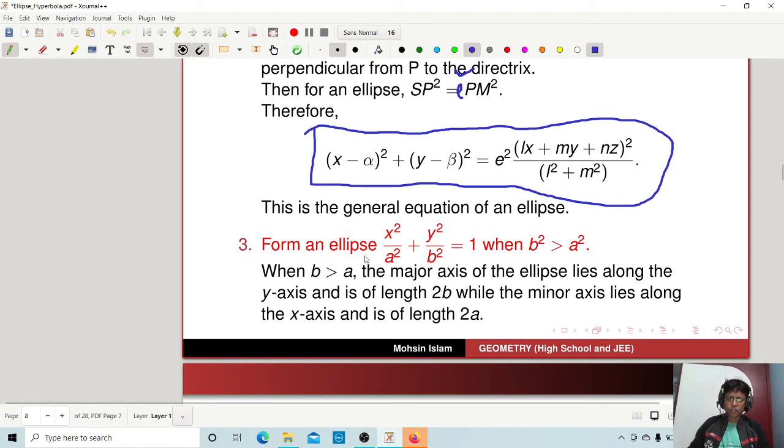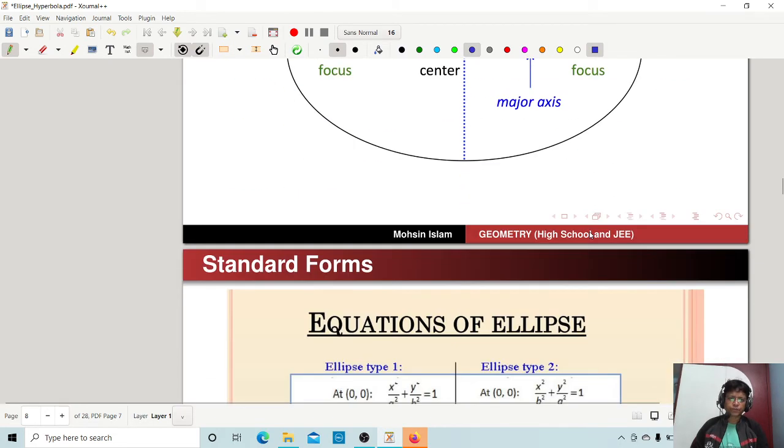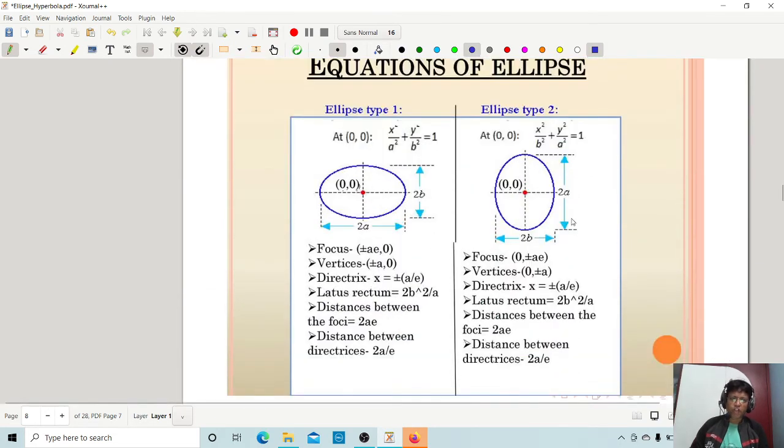We already discussed this in 3.3, and you can see a clear picture of the ellipse. So d1 plus d2 is always a constant, and the constant is actually the major axis. These are the vertices, you see the red dots, and the focus, green dot, center, major axis, minor axis, that we have discussed. Now this is the chart form, for your better understanding. You can have a look at that. This is the form of the ellipse.